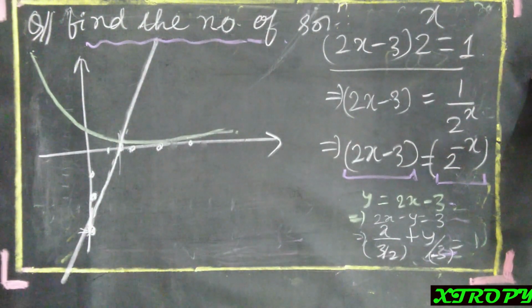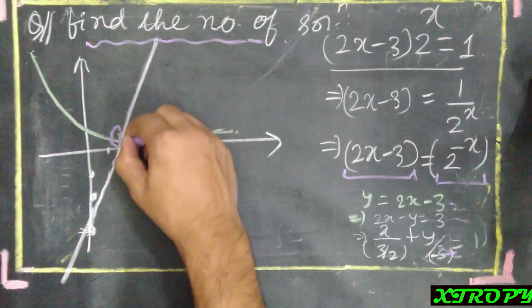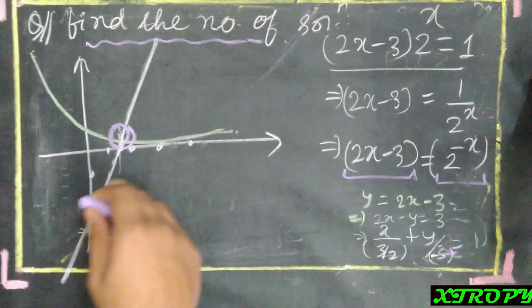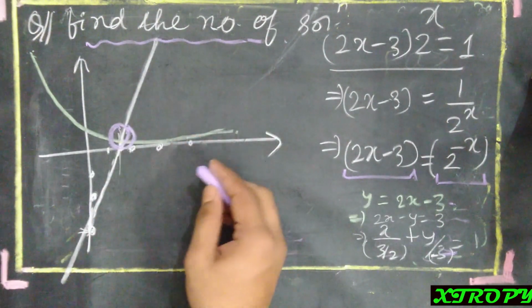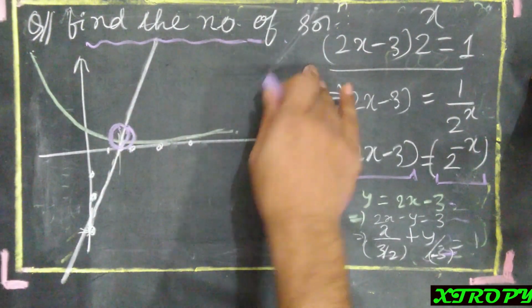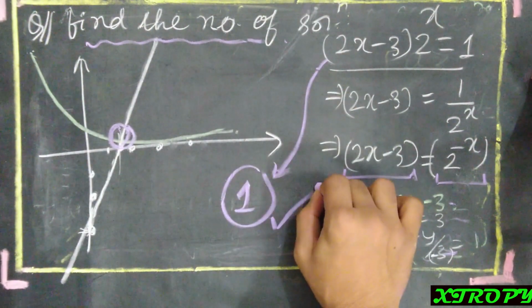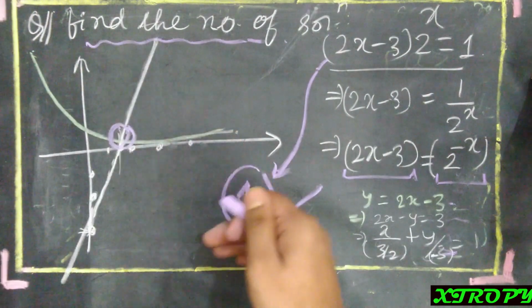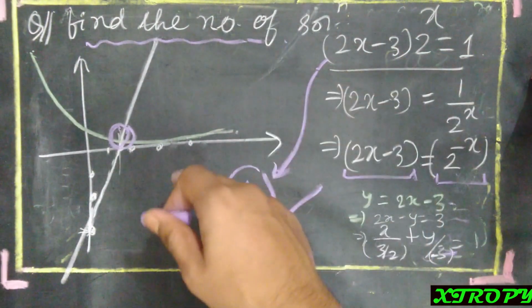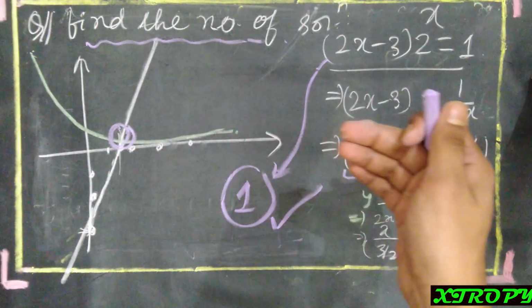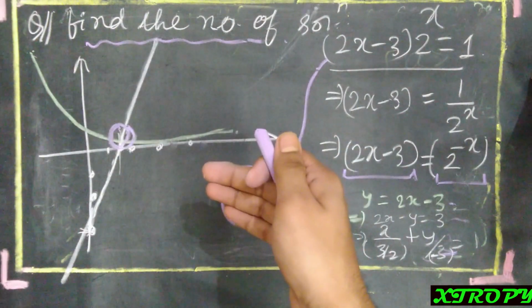So we see that these two graphs cut only at a single point. And as the graphs cut at a single point, we can say that the number of solutions to this equation is 1. So this is our answer. This is quite an interesting way to approach the questions. In this, we don't have to write much. We just need to have the graphical understanding and we will get to the solution quickly.